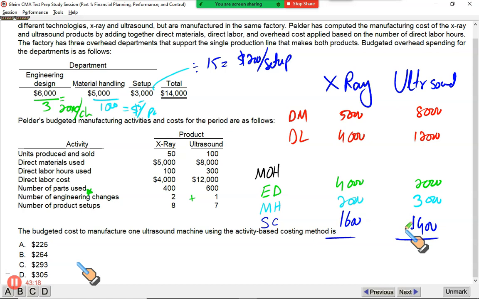Now we can total both: 5,000, 4,000, 2,000 and 1,600. The total cost for producing X-rays is 16,600. For ultrasound, it's 8,000 plus 12,000 plus 3,000 plus 1,400. It is 26,400.